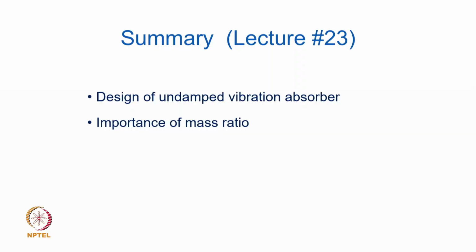To summarize this lecture, we discussed what the design of an undamped vibration absorber is all about, how that is done, and what the parameters and conditions required are. We also understood the importance of mass ratio in the design of a vibration absorber, and that should be kept in mind while designing it. That itself gives an idea that there are some challenges in the practical implementation of this undamped vibration absorber, which we will try to sort out in the subsequent lecture on the tuned mass damper.